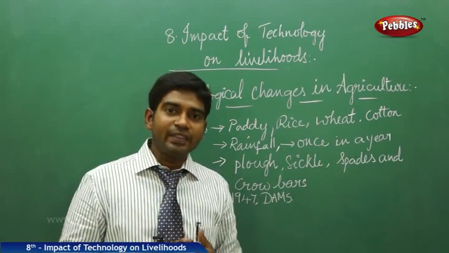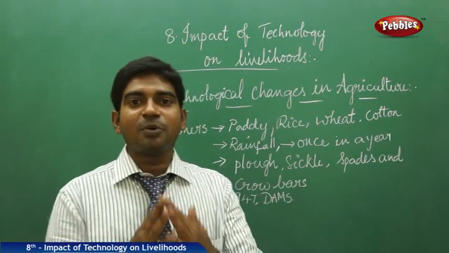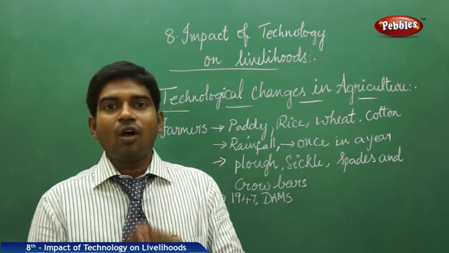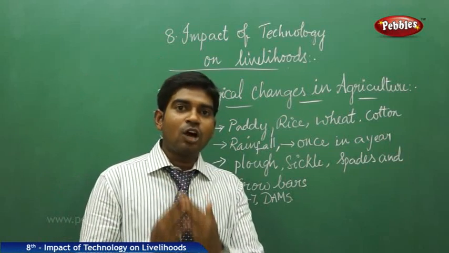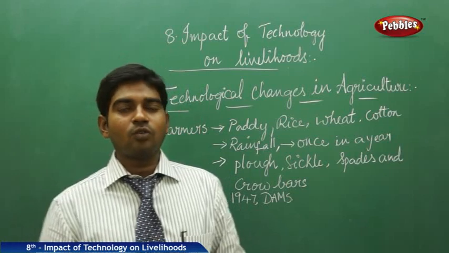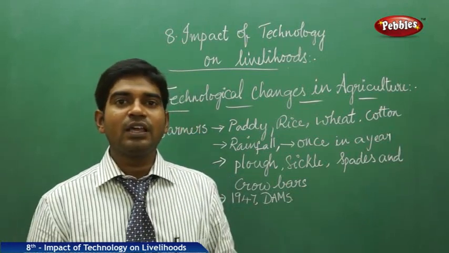Most of the work in Indian traditional agriculture is done by human beings, or it is supported by animals like cows or buffaloes. What is the major change that has happened? Even today, are the cows and buffaloes doing the agriculture for Indian farmers? Yes or no? We will find out now in the technical changes which impacted agriculture.